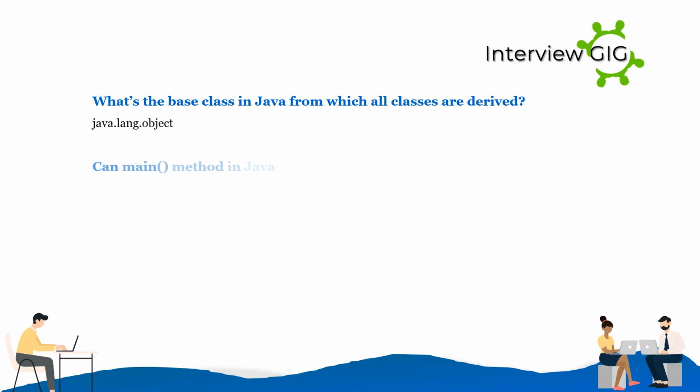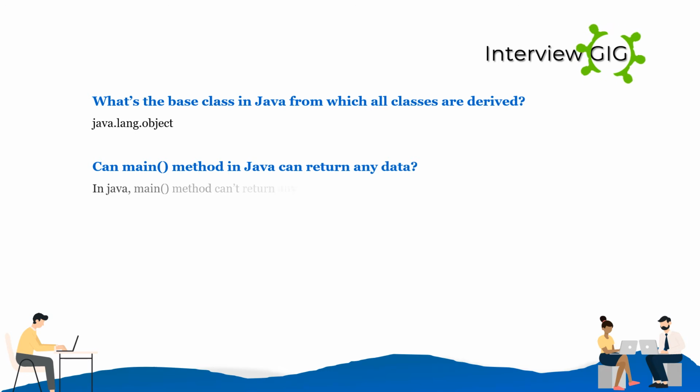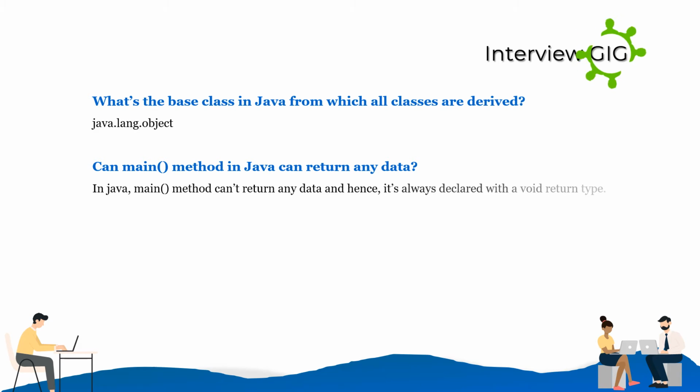java.lang.Object. Can the main method in Java return any data? In Java, the main method can't return any data and hence, it's always declared with a void return type.